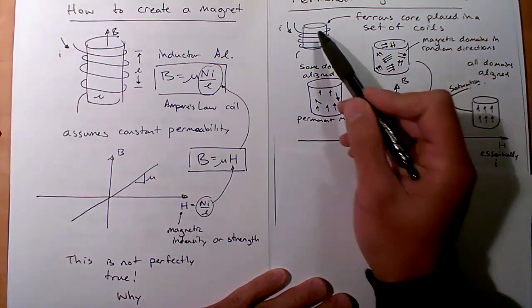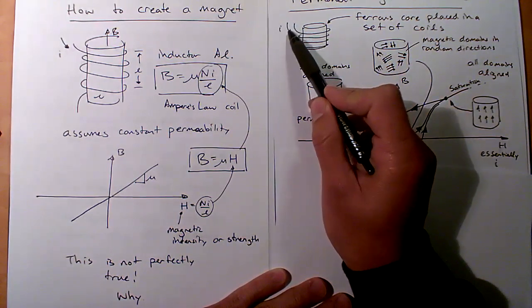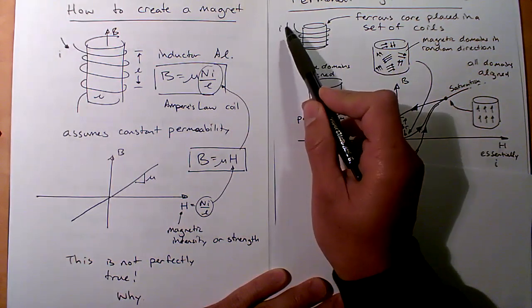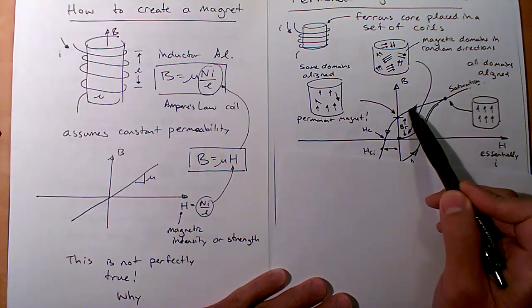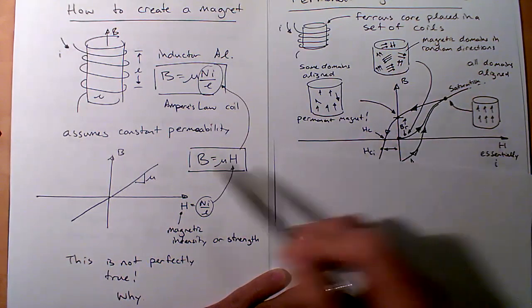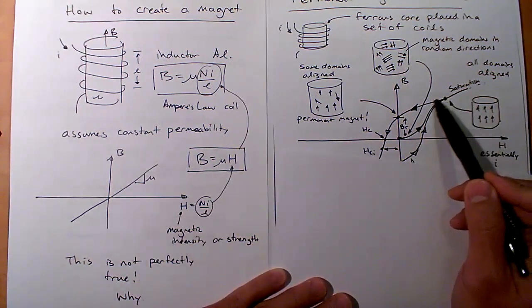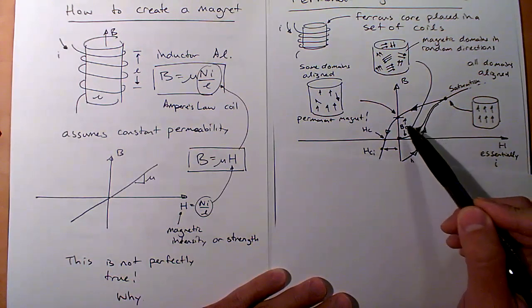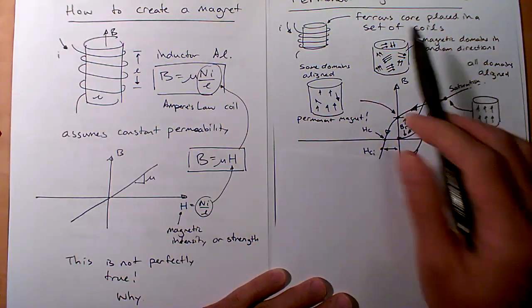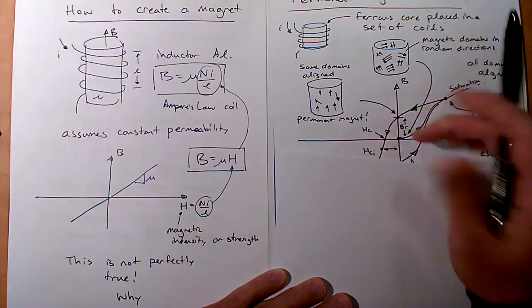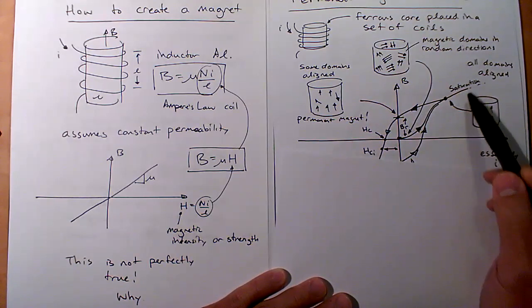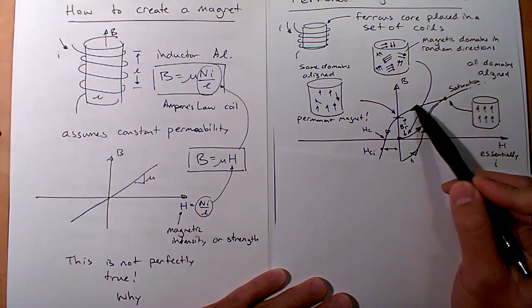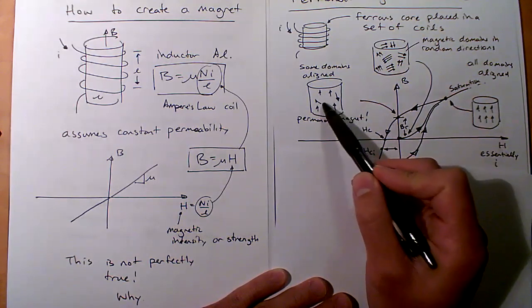Now, what would happen if I were to reduce this current back down to 0? Well, if the current goes to 0, the H goes to 0, and we go back to here. We don't go back to 0 like you would in this case. You actually go back to here. This B R is called the remnance, okay? So if I take away the current, I now have a permanent magnet. I've jacked it all the way up. I've got all the domains aligned. And when I release the current, I go to here. And now this is my permanent magnet.